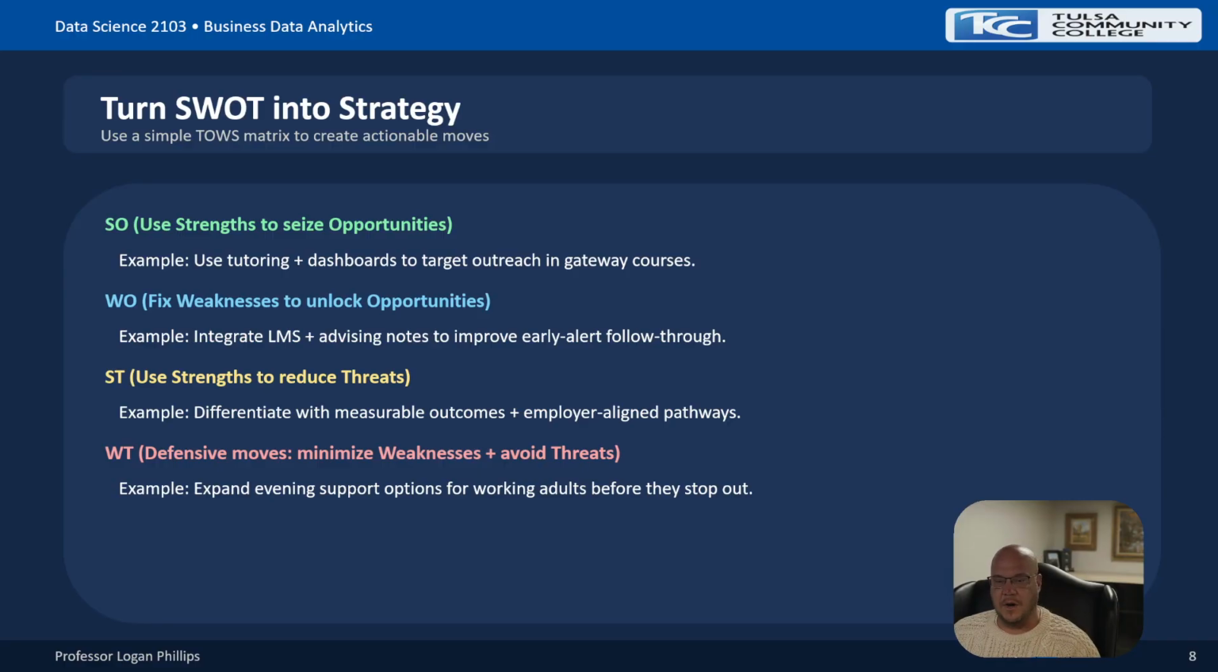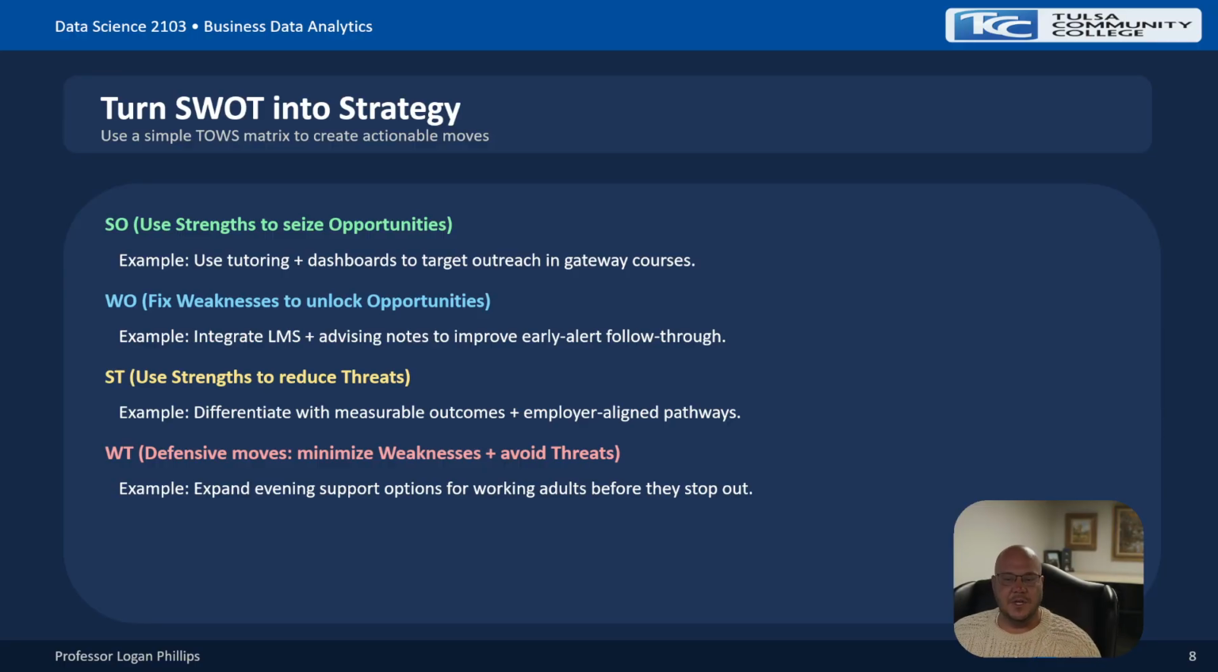Then we have WO, fix weaknesses to unlock opportunities. Weaknesses and opportunities. An example here would be to integrate our LMS engagement signals with advising notes so early alerts actually lead to action. That's removal. Fix the internal friction that prevents you from taking advantage of an external opening.